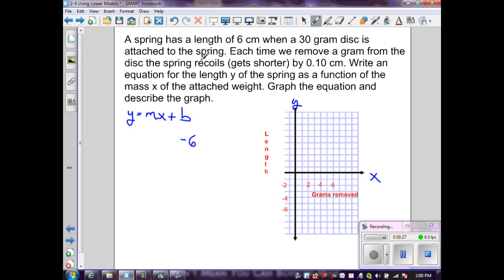I also know that I have a change for my slope at a rate of 0.10 centimeters for each gram I remove from that spring. So that's going to be 0.10x minus 6, and that's going to be my value for y. Now, what I'm going to do is identify my x to be the number of grams, and y is the length of the spring.